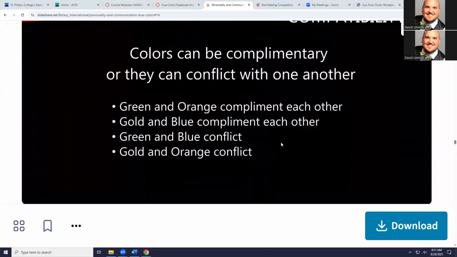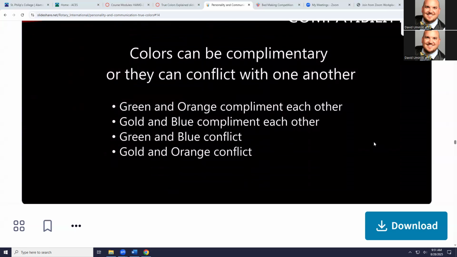So now let's look at the compatibility. So green and orange, where are my greens? And orange, we complement each other. Okay, gold and blue, you also complement each other. Orange and golds conflict. Remember, gold is that traditional, and orange is the one who wants to blow it all up and do something different. Okay. Greens and blues. Your blues, you're that empathetic person. Green is the visionary. Y'all just do not quite get along together.